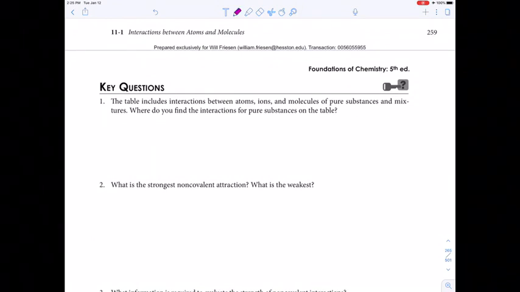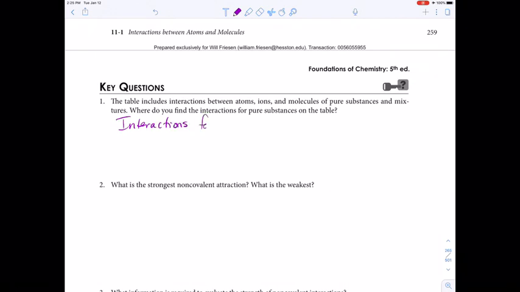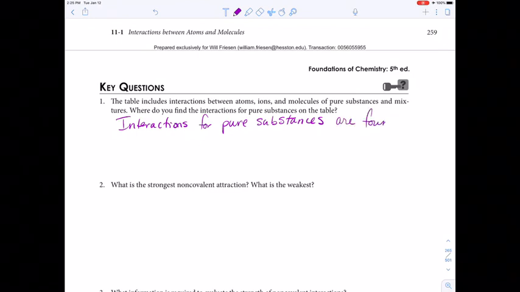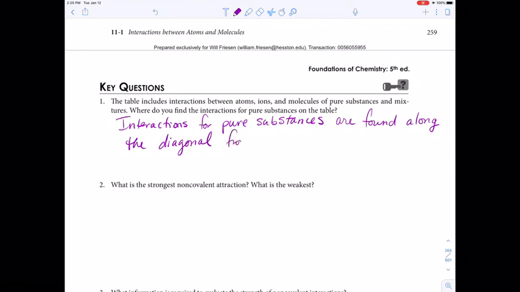So interactions for pure substances are found along the diagonal from ionic bonds to the London dispersion forces. So that's the top left to bottom right.